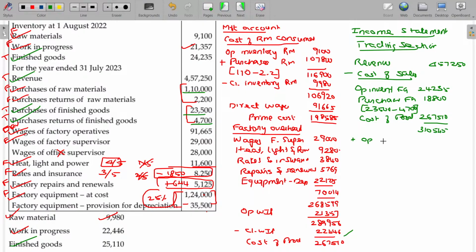Closing inventory of finished goods, sorry, closing inventory. Closing inventory of finished goods in this case being 25,110. Then overall value being 2,85,435 is the cost of sales. From the revenue, if cost of sales is subtracted, then balance will be the gross profit. The gross profit in this case being 1,71,850. Okay. So with that, this illustration is over.